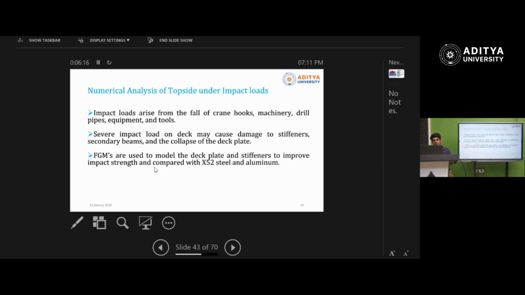So here the FGMs are used to model the deck plate and the stiffeners to improve the strength, compared with X52 steel and aluminium. Here I have taken aluminium also as one of the materials. Interestingly, the reason is that aircraft are made of aluminium and warship decks are made of aluminium, so they should not be penetrable by missile attacks.